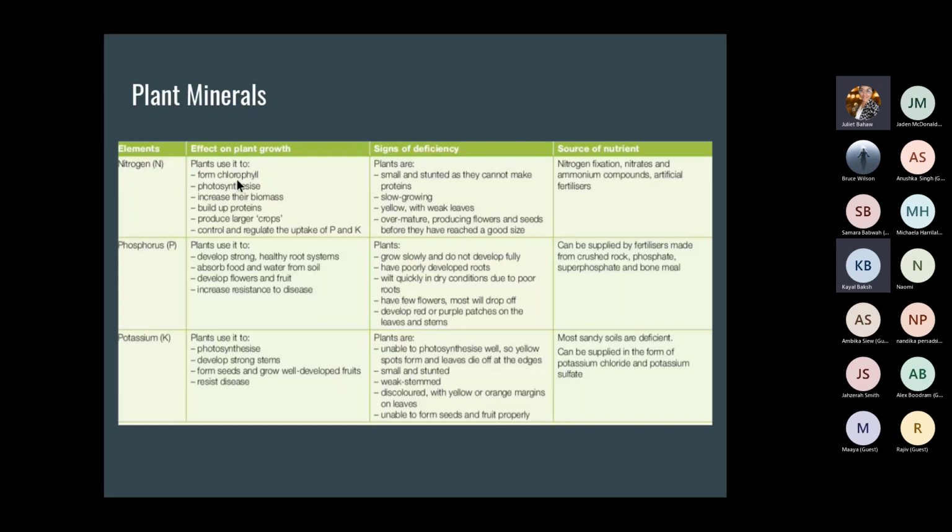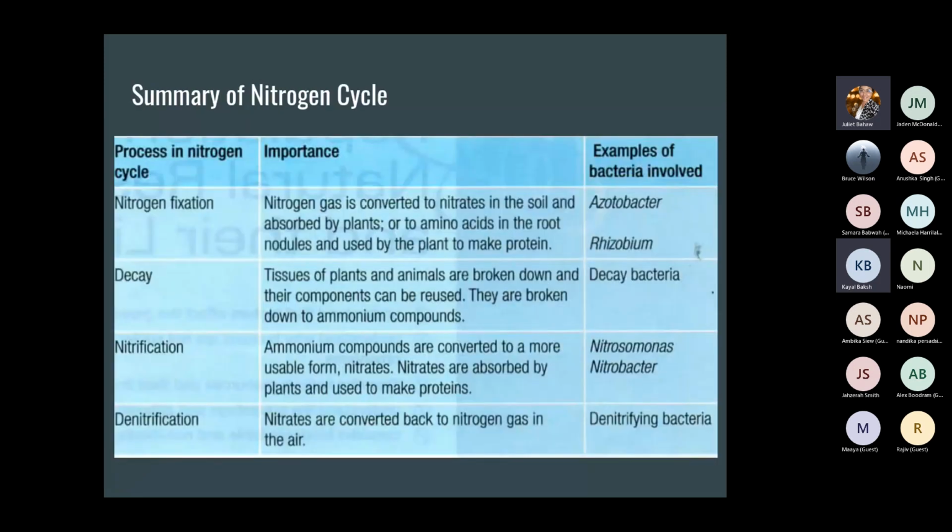Like nitrogen is to form chlorophyll. It helps with photosynthesis. It builds up protein. These are the functions or the effects. If the plant is lacking nitrogen, these are some signs of deficiency. So it turns yellow, it has weak leaves. Phosphorus is for developing a strong, healthy root system, absorbing food and water from soil, developing fruits and flowers, right? So these are things you need to just know what they are for.